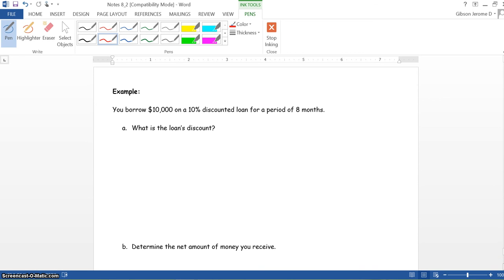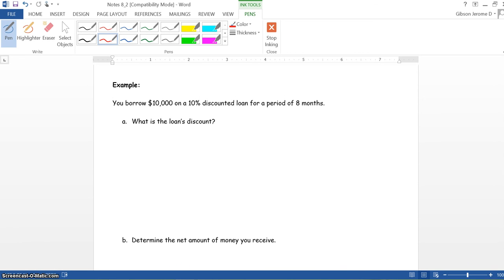Now, we move on to our next example. It says here, you borrow $10,000 on a 10% discounted loan for a period of 8 months. It says, what is the loan's discount? So we'll do our interest. Interest is equal to principal times rate times time. We don't know what our interest is, but we know our principal is $10,000. Our rate is 10%, which is 0.10. And the time is 8 months, so it'll be 8 out of 12.